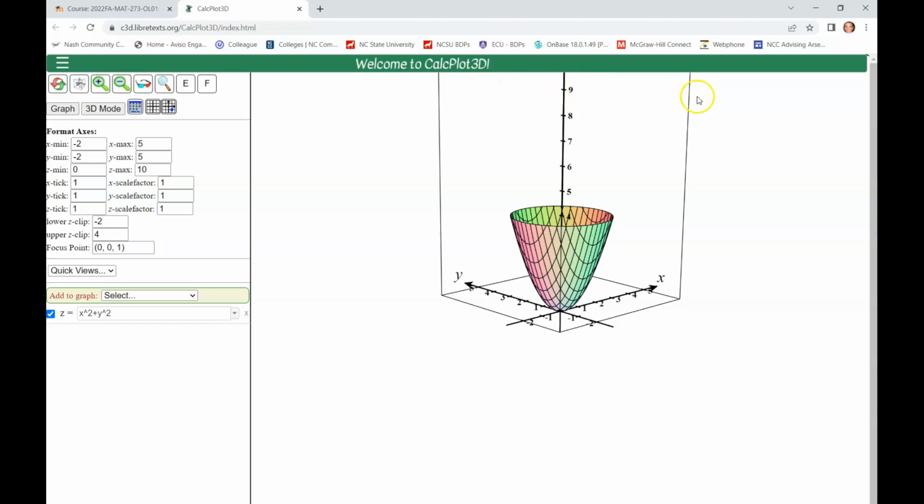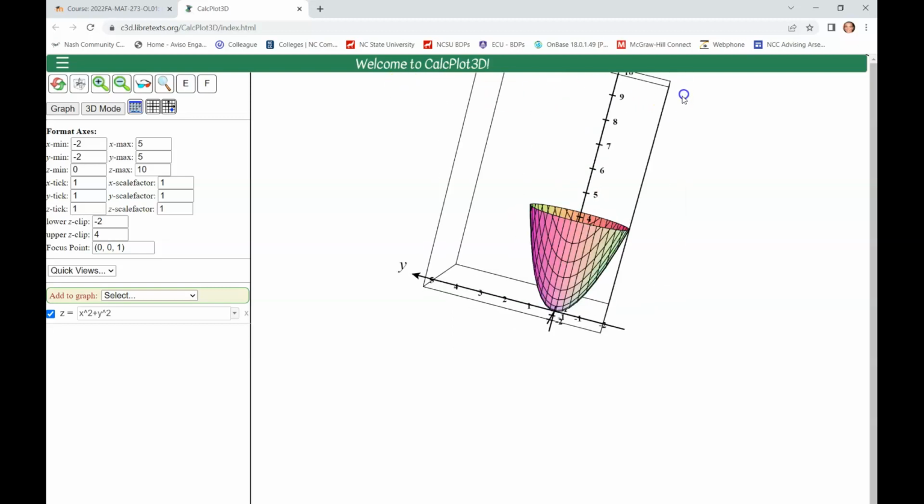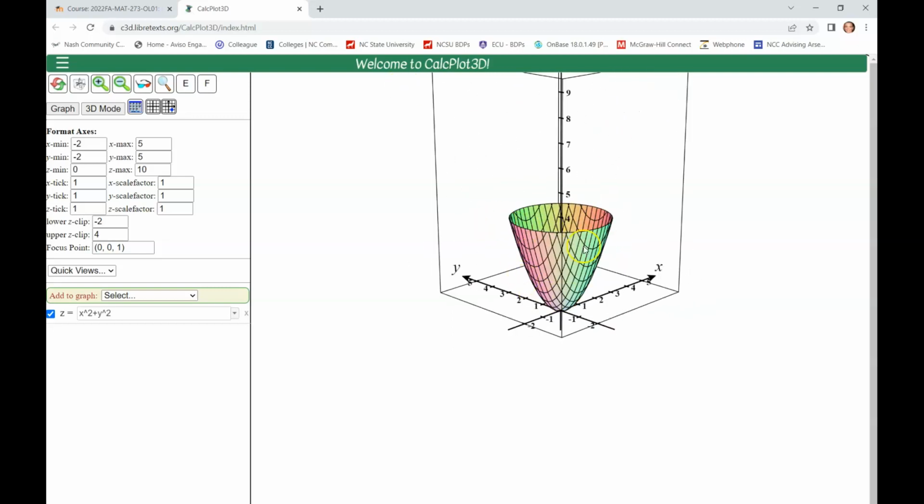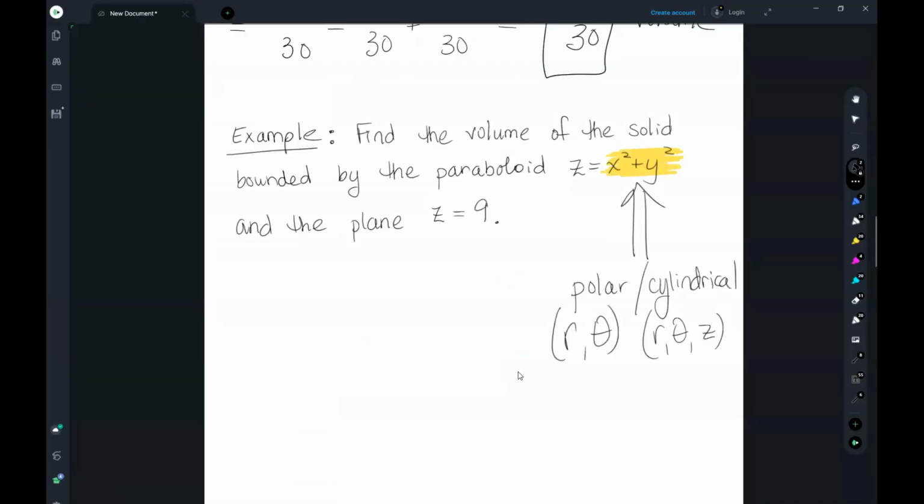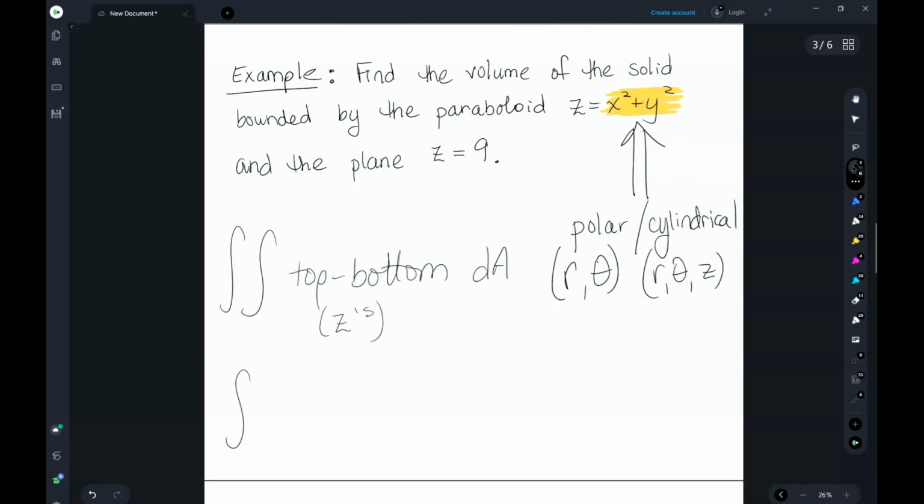So when we set up our integrands, remember we want to do, in the z direction, top minus bottom. So technically, by being able to see what this paraboloid looks like, I know that z equals 9 is going to be my top boundary because it's all the way up here. And the paraboloid, z equals x squared plus y squared, is going to be the bottom boundary. So in my integrand, I'm going to have top minus bottom in the z direction. And in the z direction, the top is 9, and the bottom is z equals x squared plus y squared.